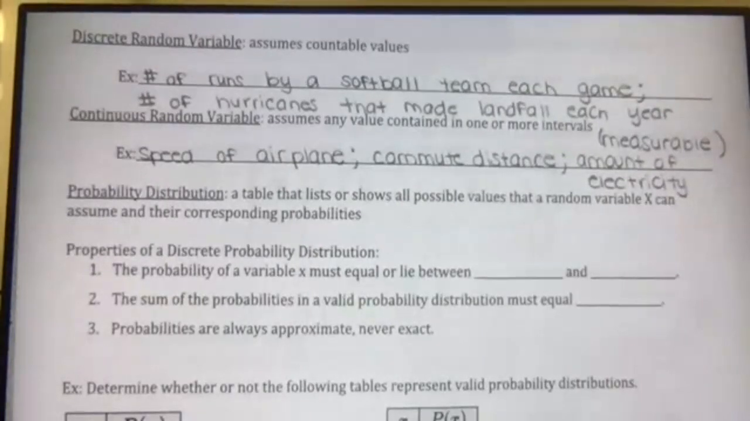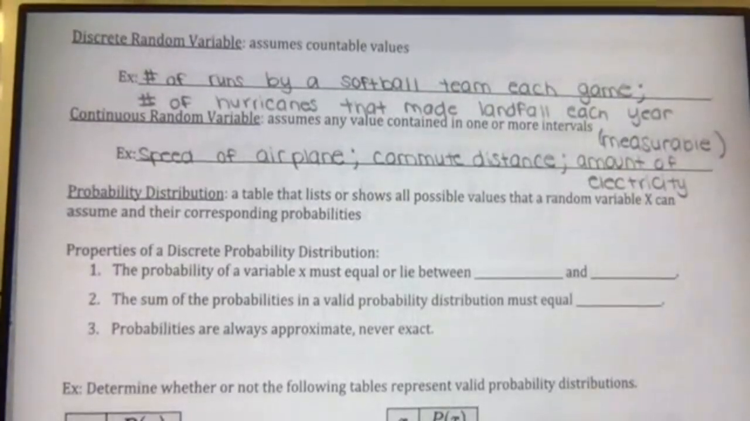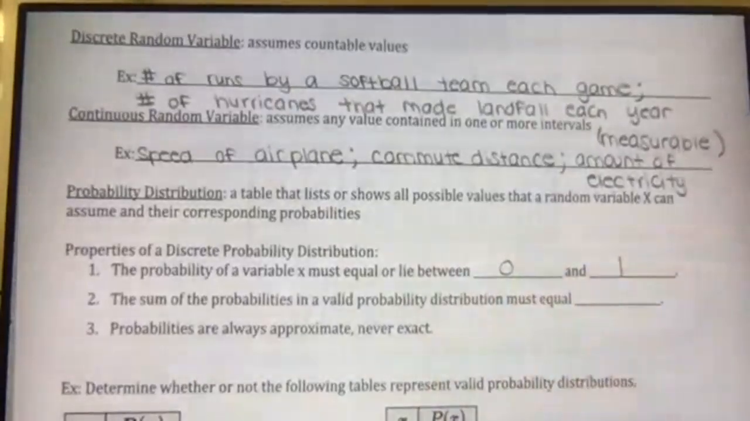So properties of a discrete probability distribution, just like we talked about before for probabilities in general: the probability of a variable X must equal or lie between 0 and 1. 0 means it's definitely not going to happen. 1 means it's 100% for sure going to happen. Any decimal between there.